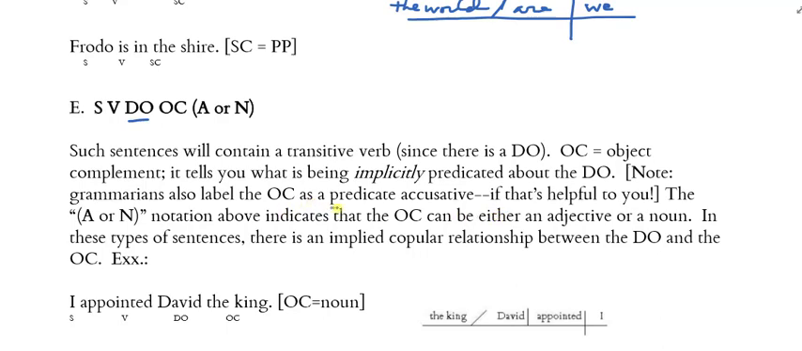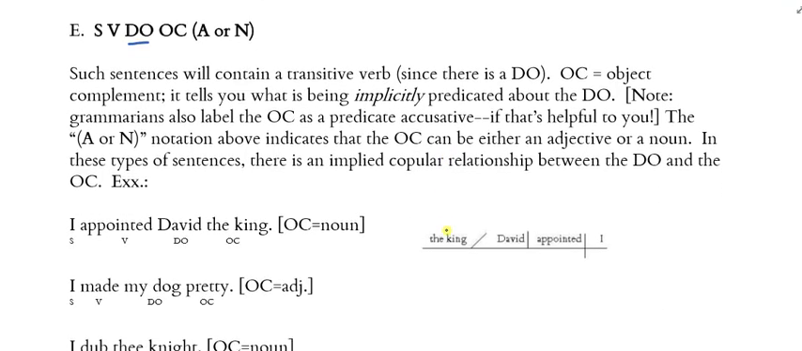Some grammarians will label the object complement as a predicate accusative if that's helpful to you. The A or N here means that the object complement could be an adjective or a noun. And in these types of sentences, there's an implied copular relationship between the direct object and the object complement. Now let me tell you what I mean by this, okay? Because this is a little bit complicated.